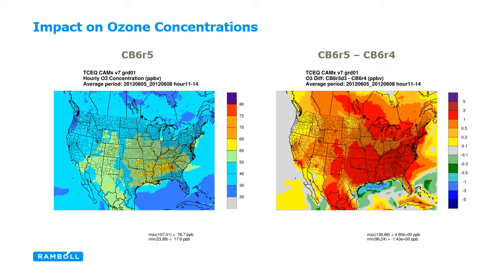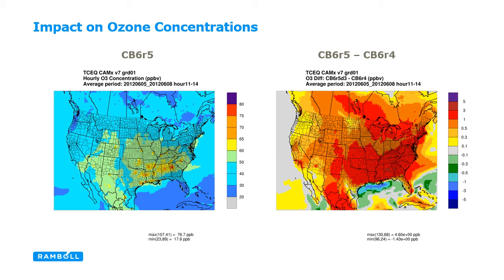Now to get to some results. Here on the left, I'm showing the absolute ozone concentrations across the modeling domain produced through the use of the CB6R5 mechanism, and on the right, the difference between the ozone produced by CB6R5 and CB6R4. The results shown on this slide and across all slides are averaged over the hours of high ozone from 11 a.m. to 3 p.m. during a period of high ozone in Texas in early June.